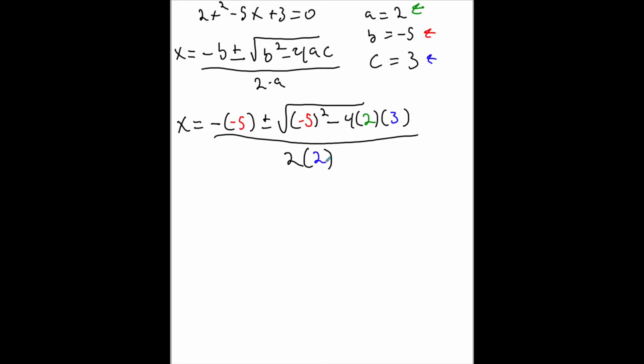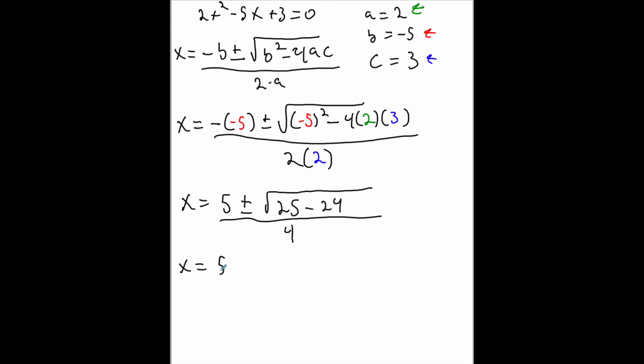Now I'm just going to simplify. X is equal to positive 5 plus or minus negative 5 squared is 25. 4 times 2 times 3 is negative 24. All divided by 4. X is equal to 5 plus or minus the square root of 1 divided by 4.